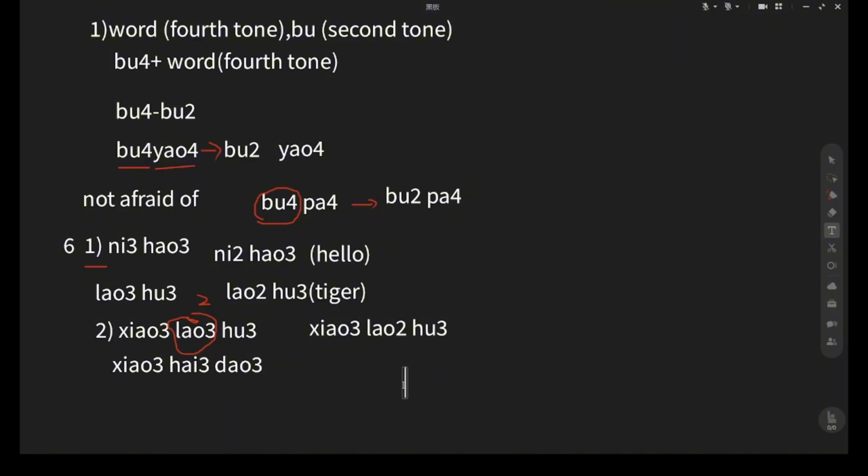Yeah, how to read this one? First, you see, these three words are third tone, so we change the second word to the second tone, right? Yeah, so how to read this one? 小海岛, yes, this little island, okay? 小海岛, okay?